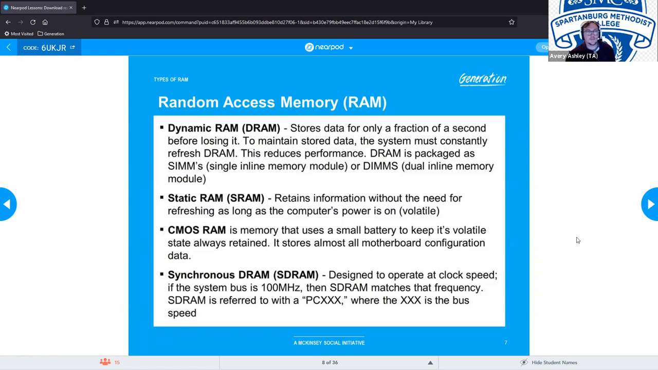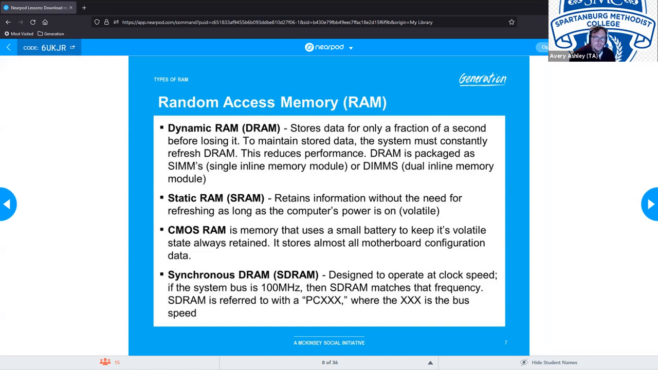You don't have to write every single part of this, just those key points. DRAM stores it for a fraction of a second before losing it. That's pretty big. Knowing SIMMs and DIMMs, that's pretty good to know. Static RAM or SRAM retains information without the need for refreshing as long as the computer's power is on. So that makes it volatile.